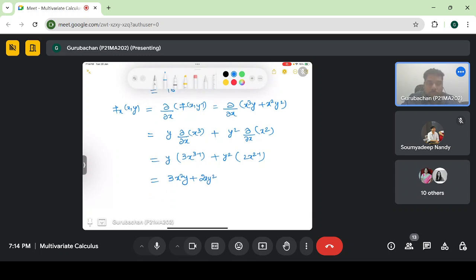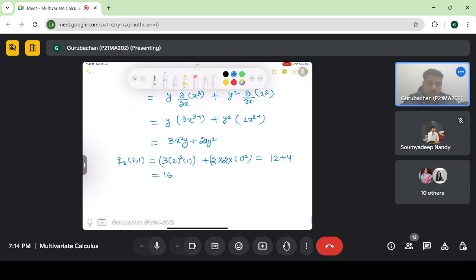Okay. In this way you have done, I guess, Swamiti. Yes, sir. Okay. Now you can put here (2, 1). So 3 into 2 square into 1 plus 2 into 2 into 1 square. So it will come out to be 12 plus 4. It will be 16. Okay.